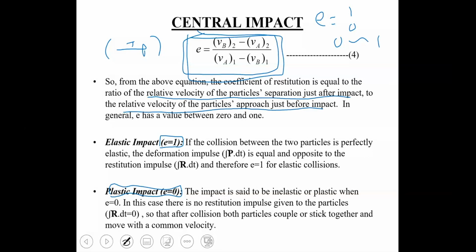So after collision, both particles couple or stick together, move with a common velocity with that particular deformation. वो depend करता है common velocity से move कर रहे हैं या रुक गए, बहरहाल उनमें deformation permanent deformation हो जाती है, वो अपनी शेप परमानेंटली डिफॉर्म कर देते हैं, अपनी ओरिजिनल शेप पे वापस नहीं आते और एक दूसरे के साथ स्टिक हो जाते हैं.